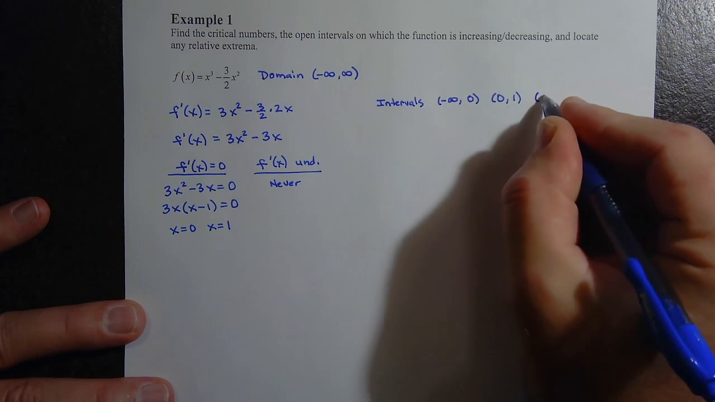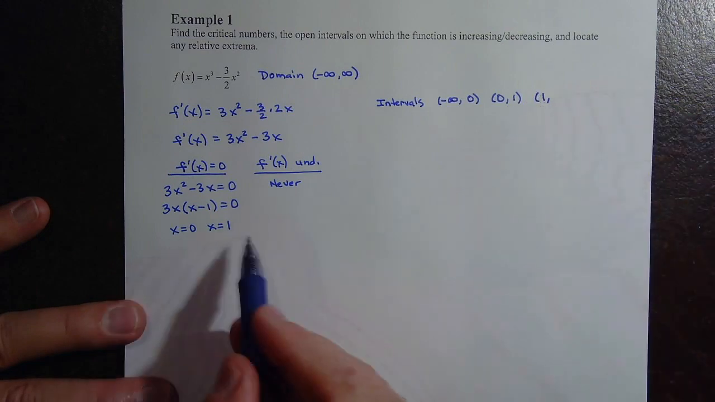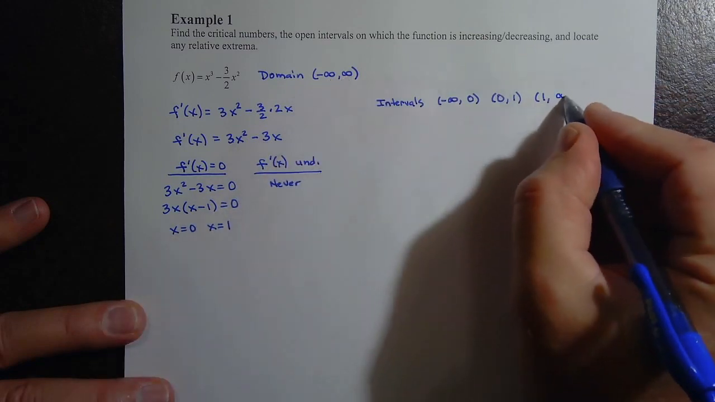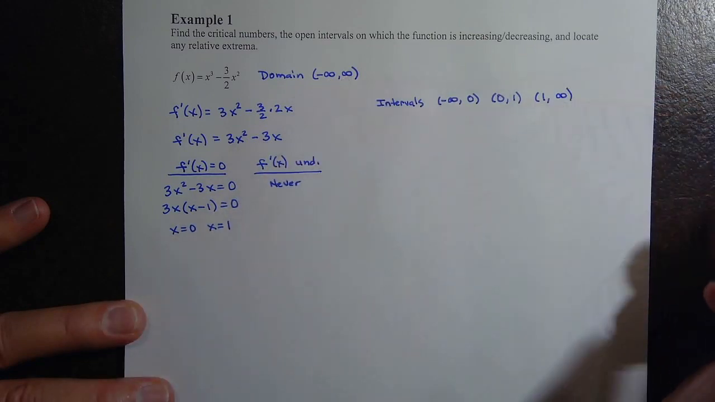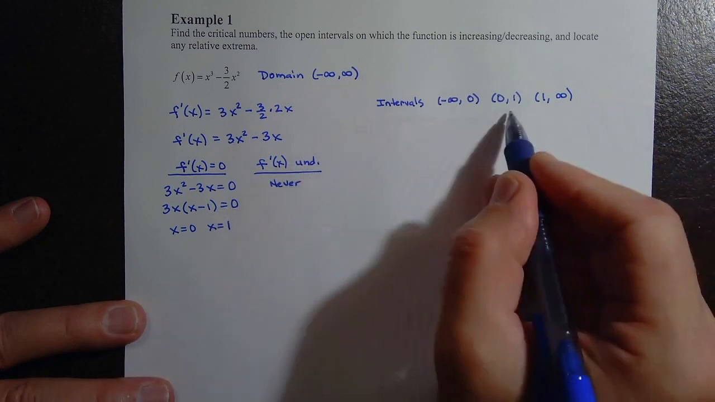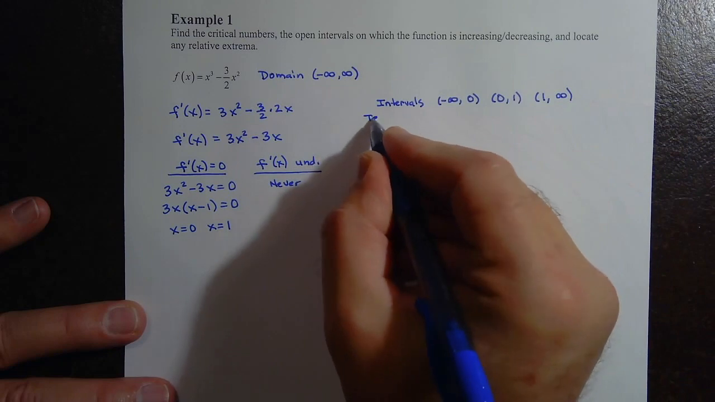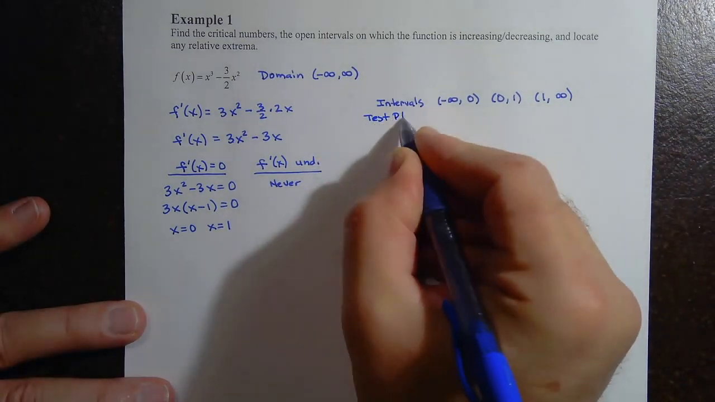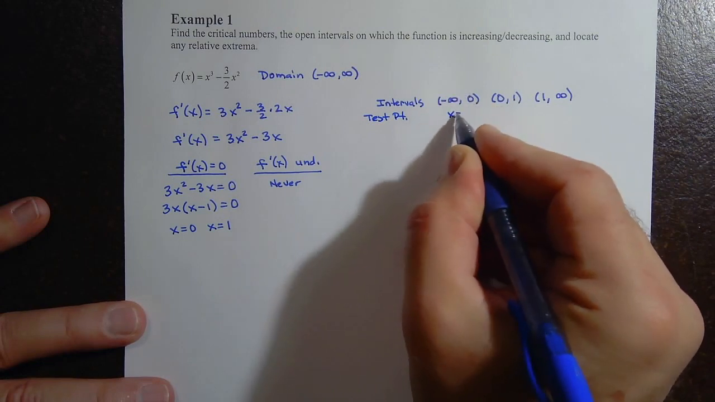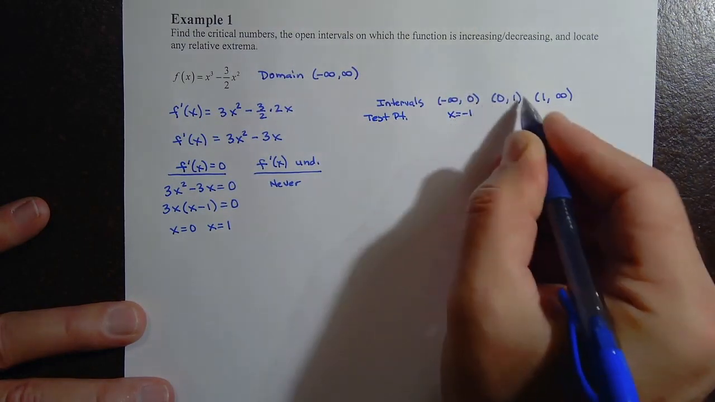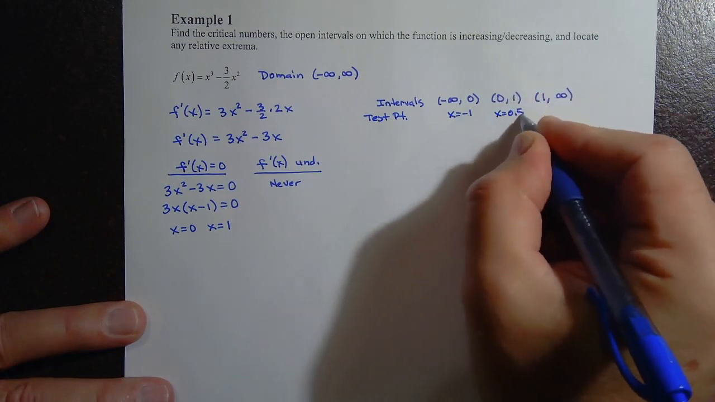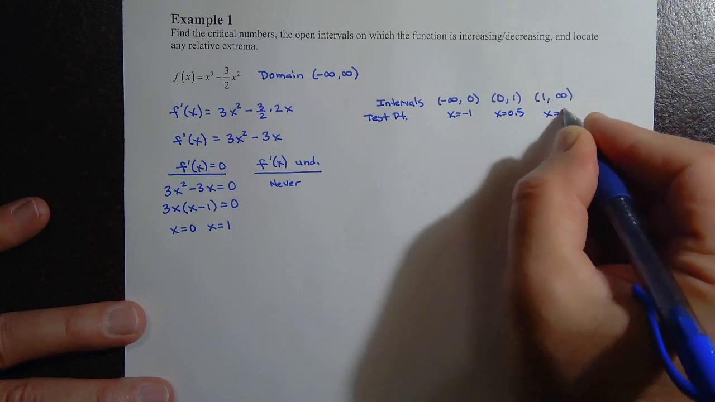And then we want to do 1 to, what's the next? Well, there's no more critical numbers, right? So we're just going to go to the end of the domain, which is infinity. Okay, so now we're going to test a point in each of these intervals. A good point to check in this interval would be x equals -1. A nice point in this one would be something like x equals 0.5, and over here x equals 2.